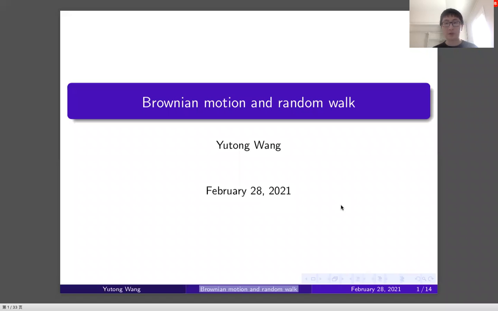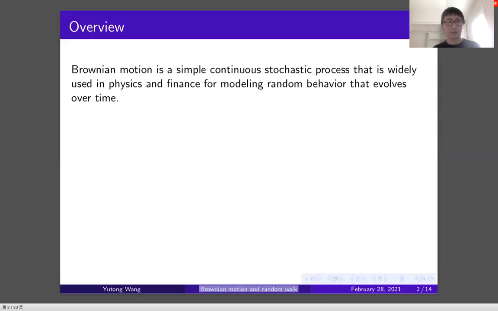So today I want to talk about Brownian motion and random walk. Let's give an overview of Brownian motion. Brownian motion is a simple continuous stochastic process, and it has many applications in physics, economics, mathematical finance, biology, and other fields. There are many practical applications.